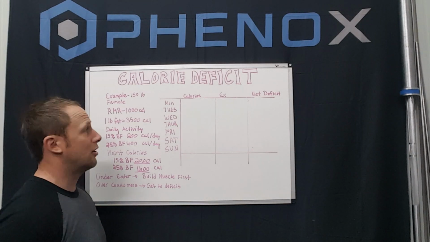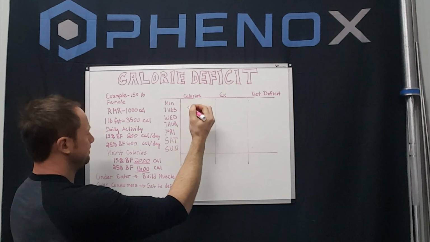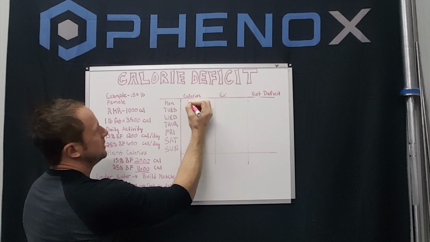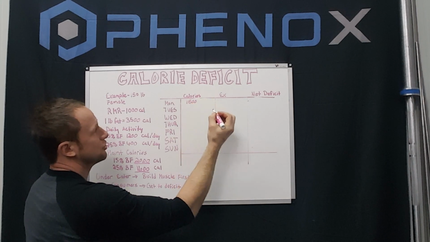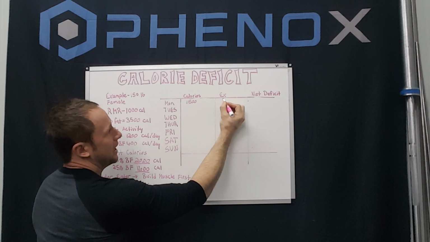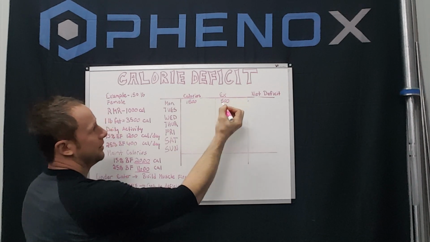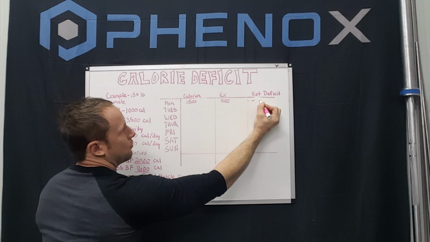Okay, so we're going to start out the week on track. We're eating 1,500 calories. We're trying to lose 2 pounds a week. Exercise, burn 500. You're at that net deficit of 1,000.